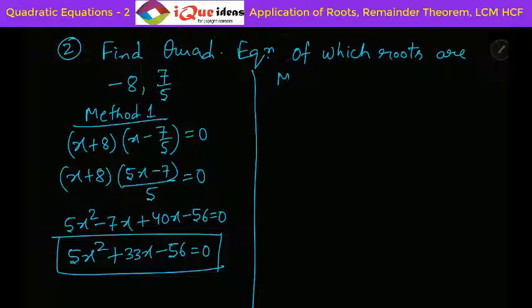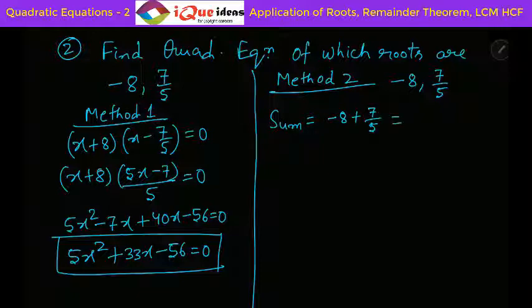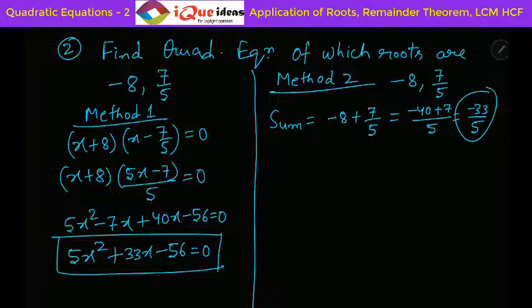Let's take method 2. Alright, method 2 demands that you find the sum of roots and the product of roots separately. So here it is minus 8 and 7 by 5. Now the sum of roots will be equal to minus 8 plus 7 by 5. So LCM in denominator will be 5 and numerator will be minus 8 into 5 is minus 40 plus 7. So it is equal to minus 33 divided by 5. Okay. And then we have the product of roots. And our product will be a simple multiplication of these two numbers. That is minus 8 into 7 by 5, which is straight away minus 56 upon 5.